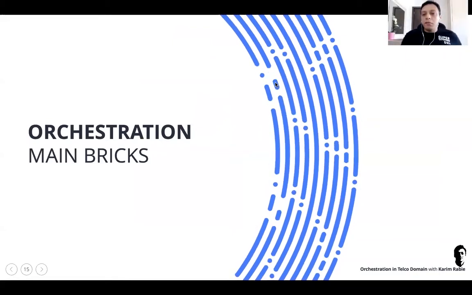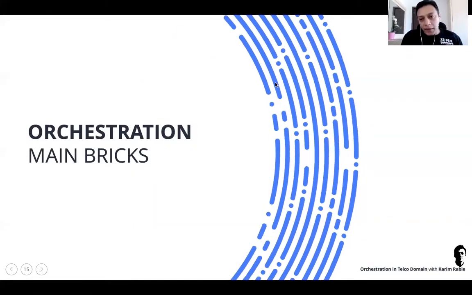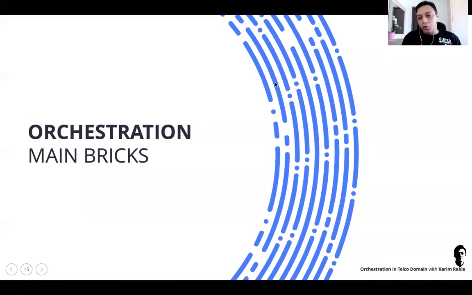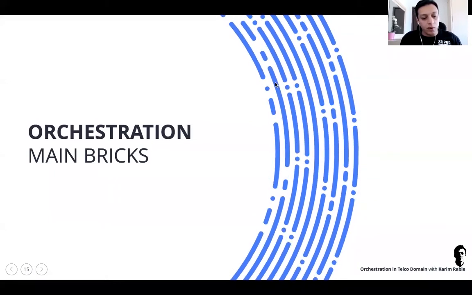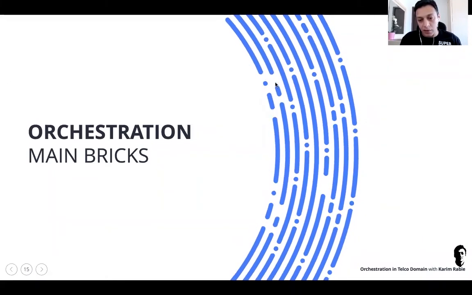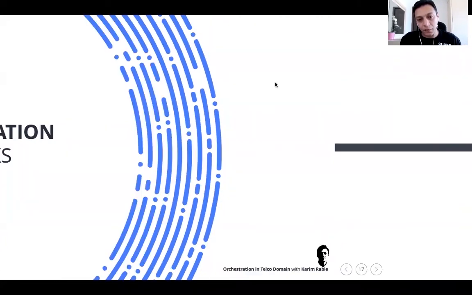So, orchestration main bricks. What I'm going to explain now actually exists in all orchestration solutions in one way or another, whether it is commercial or a community or open source initiative. And these are the foundation that any orchestration relies on.